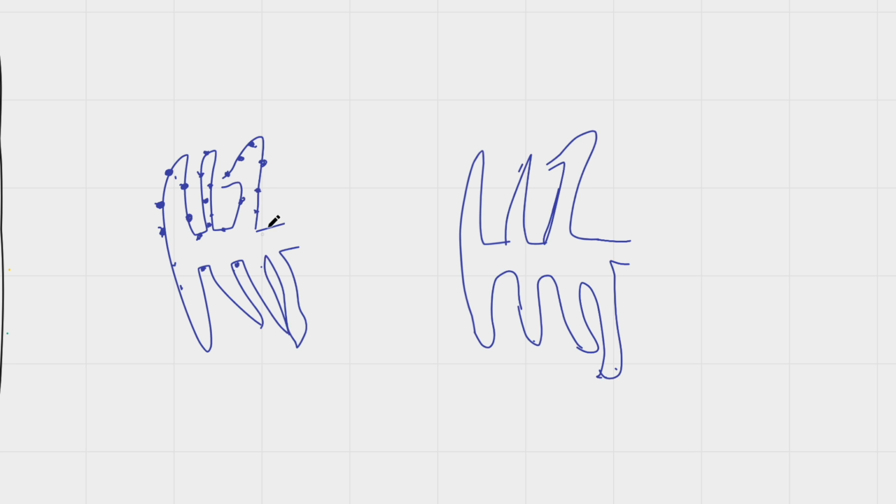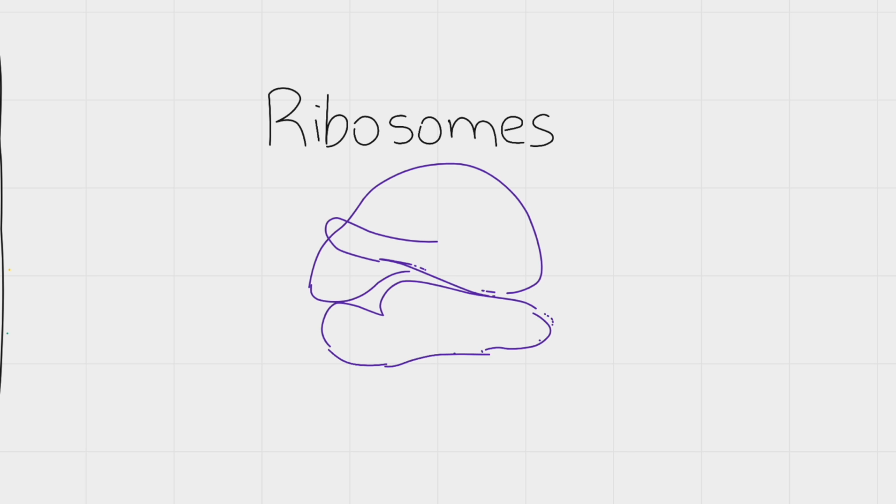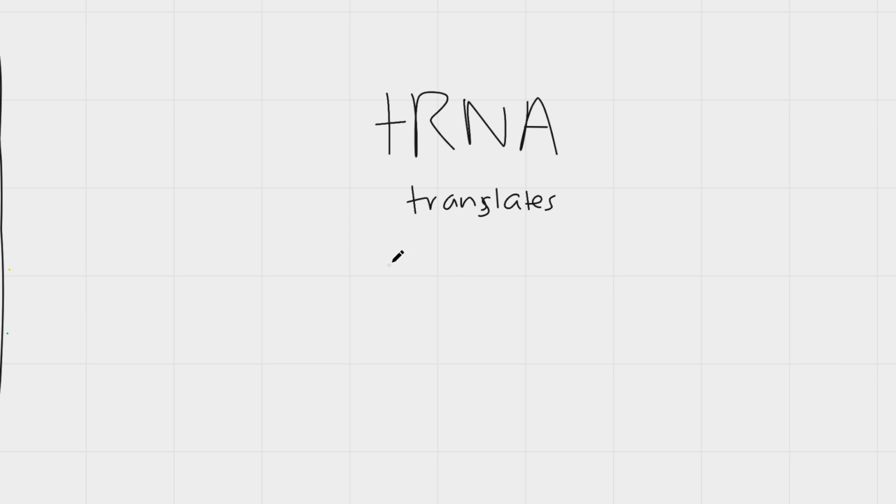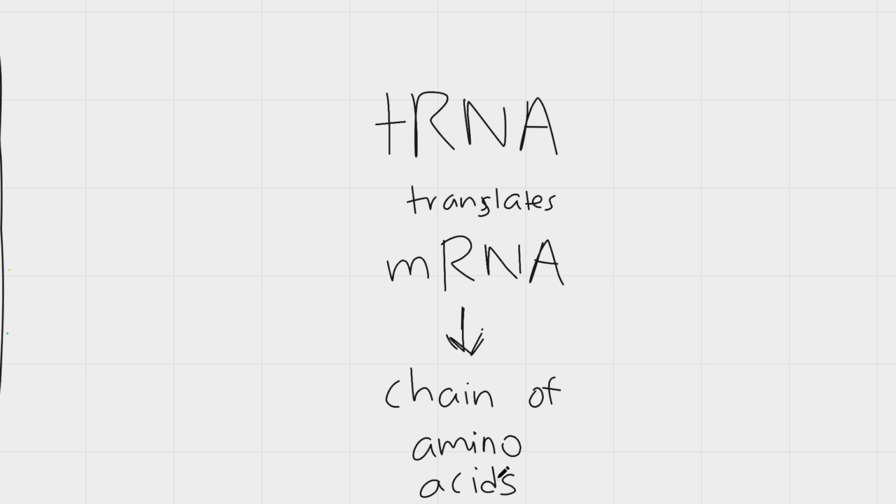The difference between the smooth and rough ERs is that the rough ER has ribosomes attached to it, while the smooth ER does not. The ribosomes are like factories. mRNA comes to the ribosome from the nucleus, and tRNA basically translates this mRNA into a chain of amino acids. The proteins synthesized by free-floating ribosomes are used within the cell, while proteins synthesized by ribosomes attached to the rough ER, as we talked about, are used outside of the cell.